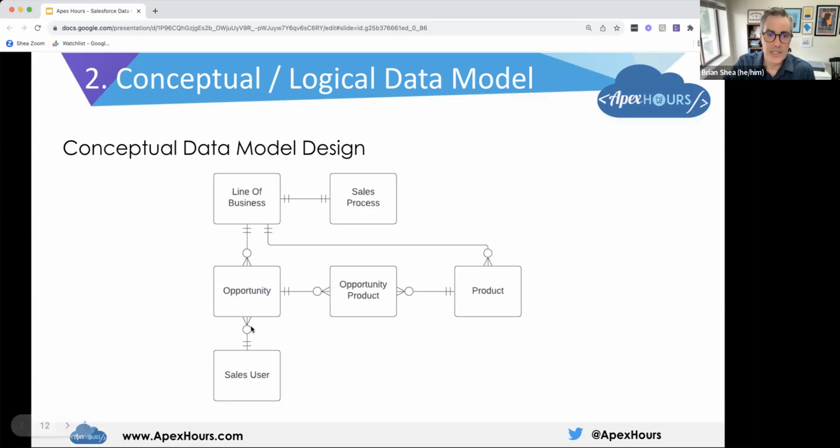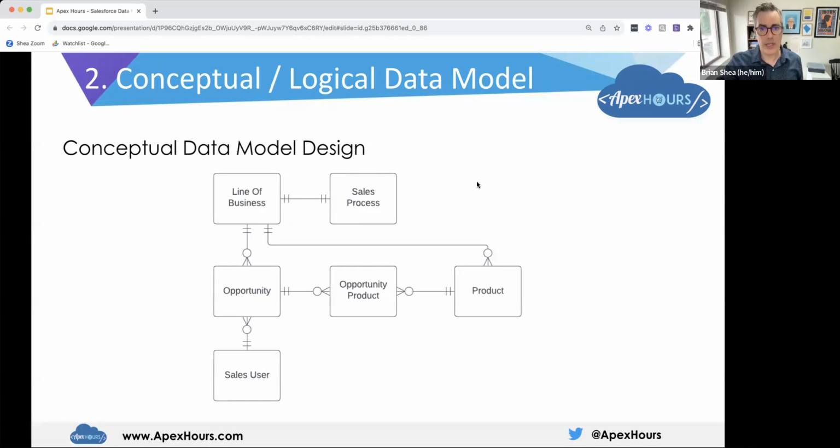And as we mentioned before, a sales user can be assigned many opportunities. An opportunity has exactly 1 sales user in our example. One other point to call out here, it's not represented here with a relationship, but a sales user can traverse many lines of business. So they're not just associated with 1.